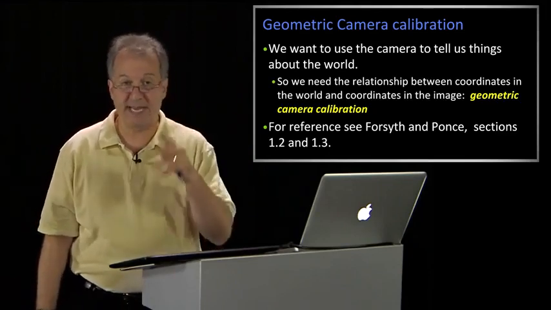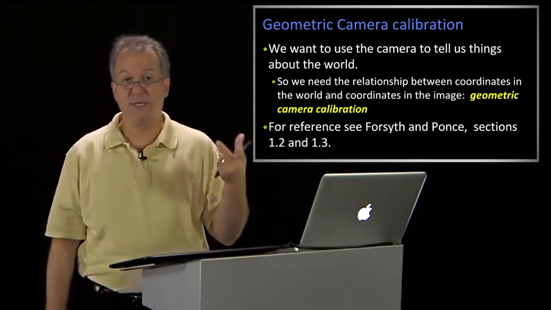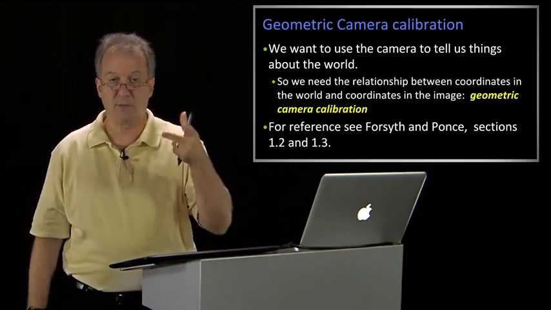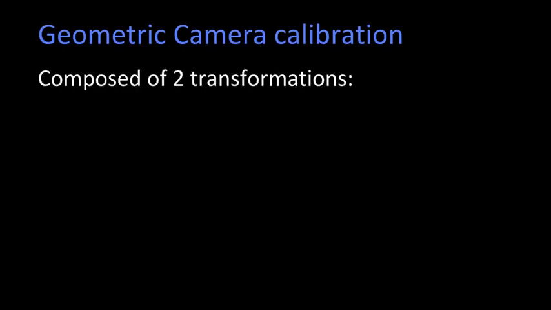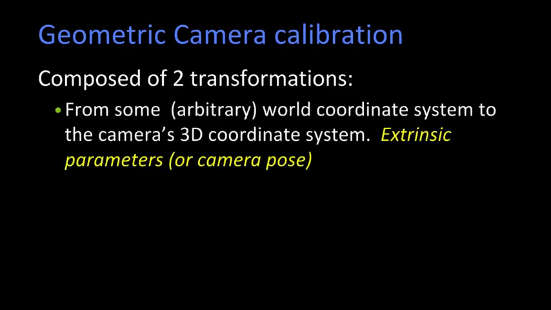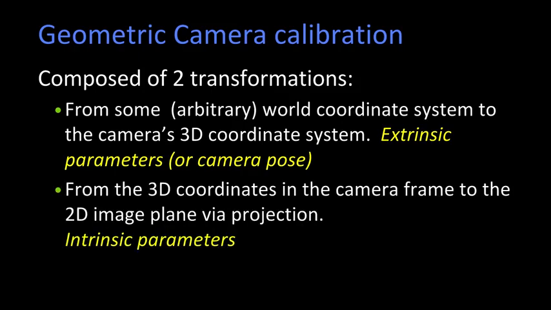In order for the camera to tell us about things in the world, we need to know the geometric relationship between the camera and the world. For reference, you can take a look at the Forsyth and Ponce book. The sections are listed here, and there's a nice description. As we said, geometric camera calibration is composed of 2 parts. The first part goes from some arbitrary world coordinate system, where you put your origin wherever you want it to be, to wherever the camera is, and that basically tells you where the camera is in the world and its pose. And then the second one is from the 3D camera to the image plane.